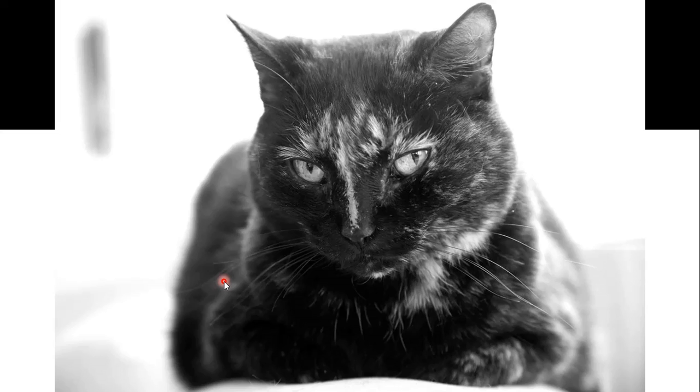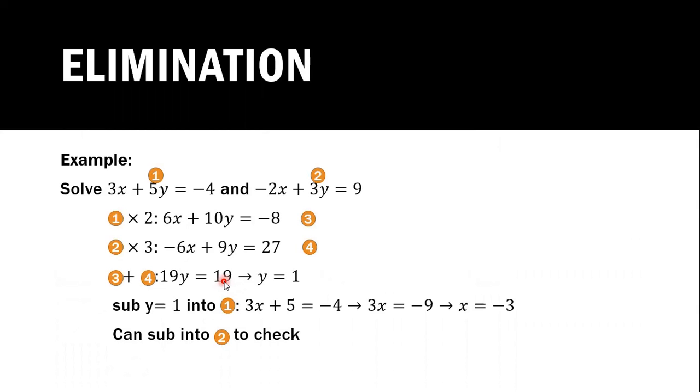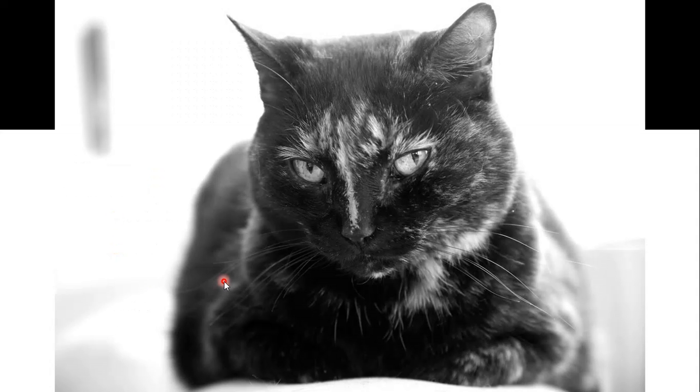I forgot a line of working at the end there. It should just say at the bottom, so solution, x equals -3, y equals 1. Okay, so another cat, which you've just seen on your screen because my laptop's being slow.